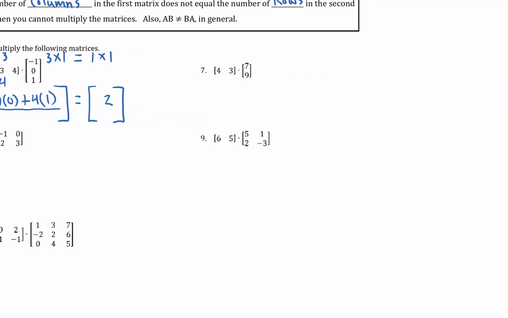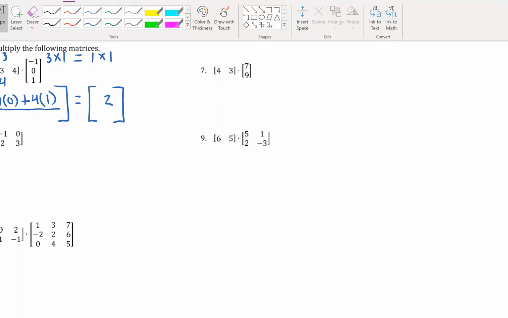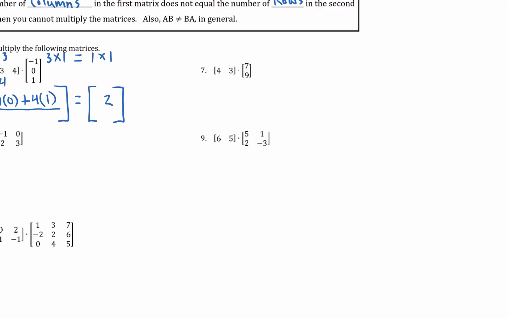Let's try this next one. This next one is saying it's a 1 row by 2 columns. This is 2 rows by 1 column. The numbers in the middle are the same. This will result in a 1 by 1 matrice.